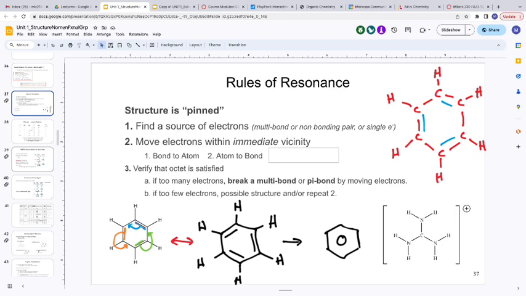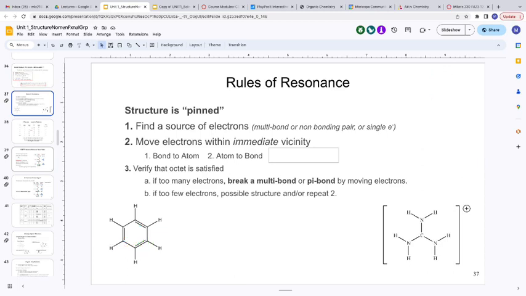Make sense? If we were to go through and do another example, this is one I would highly encourage you to do on your own time. Go through and start with this structure with a positive charge. The very first thing we do with all Lewis structures is count valence electrons. Okay? How many valence electrons belong in this structure?